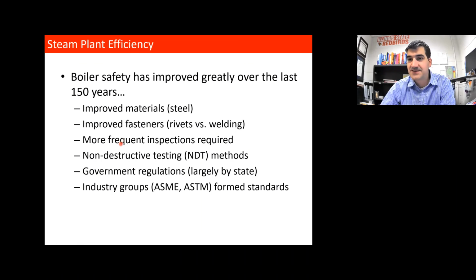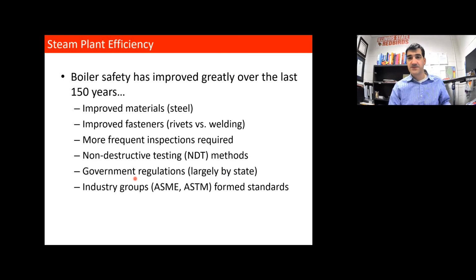Also, we inspect the systems more frequently. I mentioned this already, the NDT, non-destructive testing. So we can actually look inside of a piece of steel or a steel weld or a connection, and we can see the quality of that connection without damaging that connection. We don't actually have to cut it apart to look inside of it anymore.